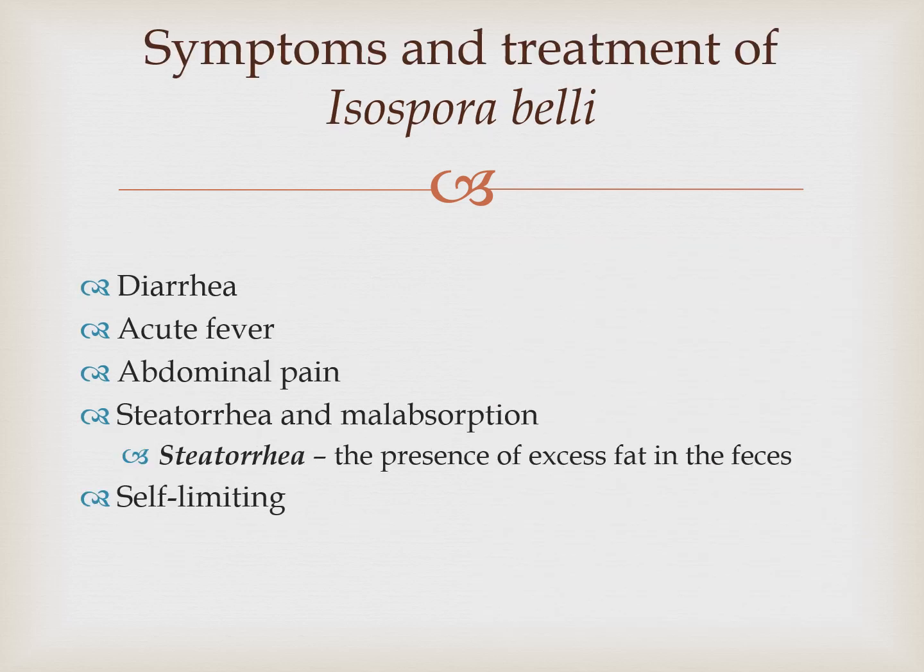Some symptoms and treatment for Isospora belli. They have typical symptoms of a coccidia, which would include diarrhea, acute fever, and abdominal pain. And then they also have another symptom called steatorrhea, which is basically the presence of excess fats in the feces. That can also be seen in Giardia infections as well. It is a self-limiting disease, but it may actually hang on with the patient for months.